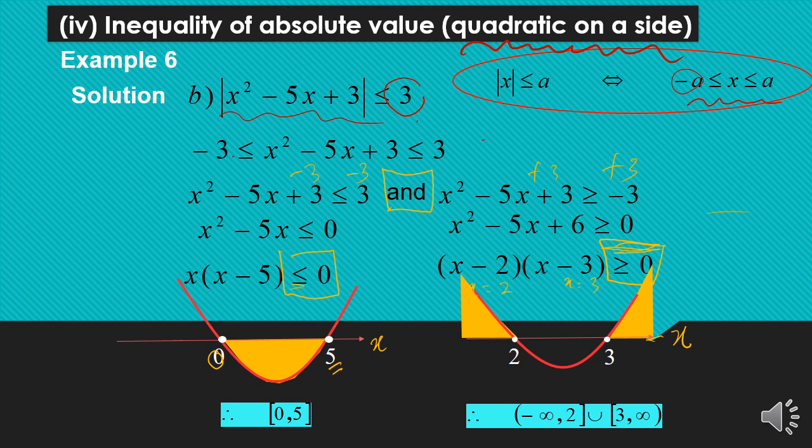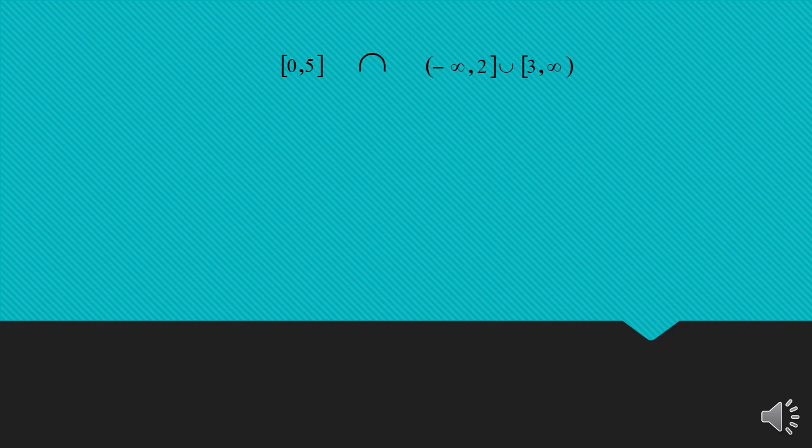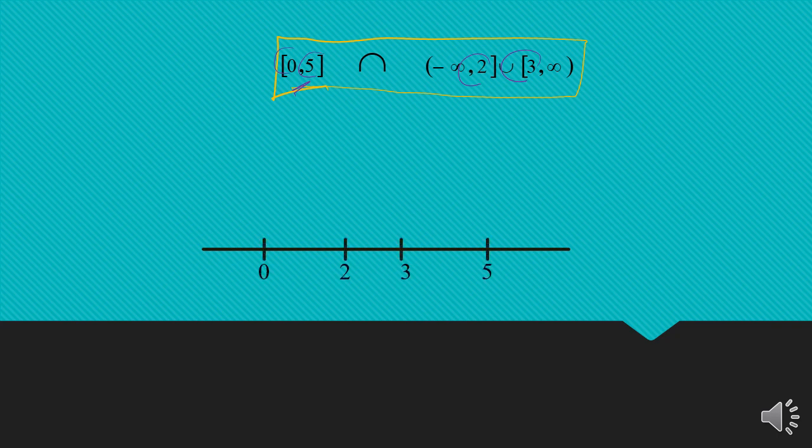Is this the final answer? No, we still have this ∩ notation. What we should do is find the intersection between these two sets. So how do we find the intersection between two sets? We have to sketch the real number line. So this is our real number line. The values we have are 0, 5, and then 2, 3. So label on the real number line 0, 2, 3, 5.